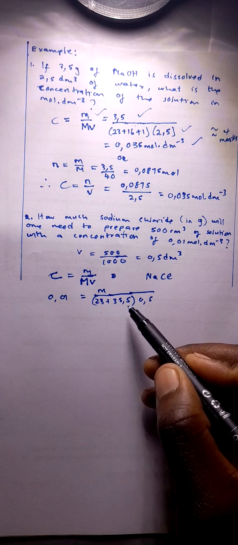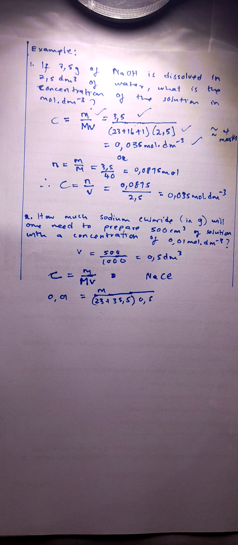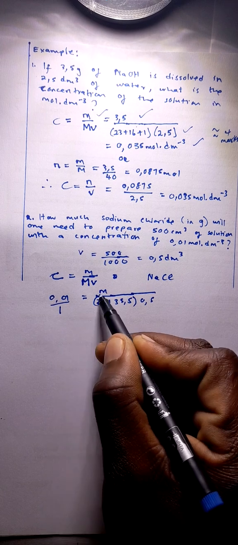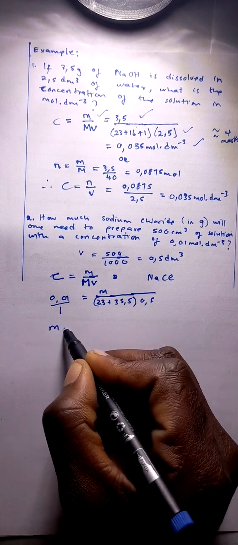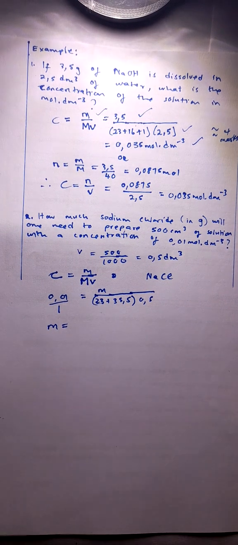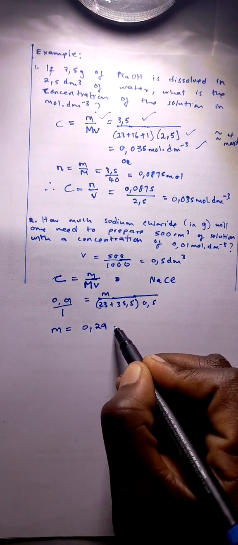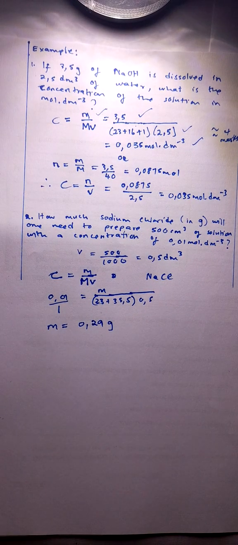This is going to be 58.5. Yes, 58.5, and then half of it is 29.25. Then you multiply that. What answer you get here, you cross multiply. So it's going to be m times 1, which is m, and then whatever you got here, multiply by 0.01, and your answer is going to be 0.29 grams. Okay, I hope you got that correct. You got it right. I believe so.